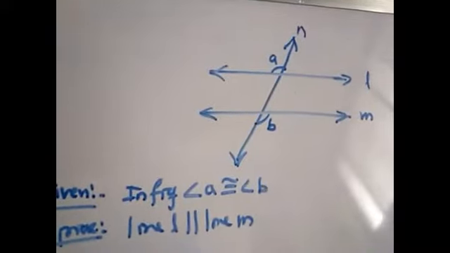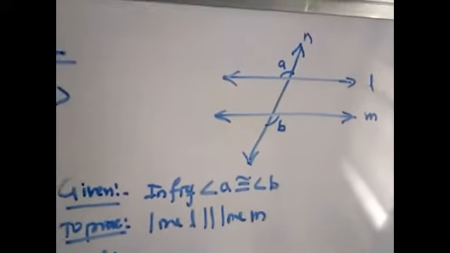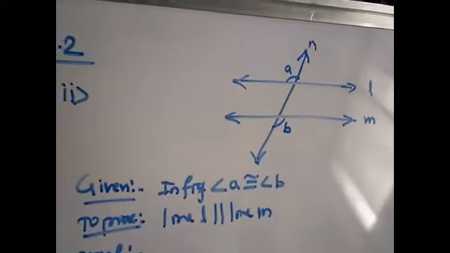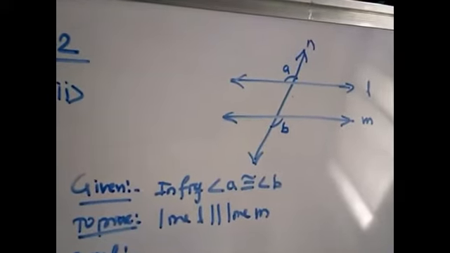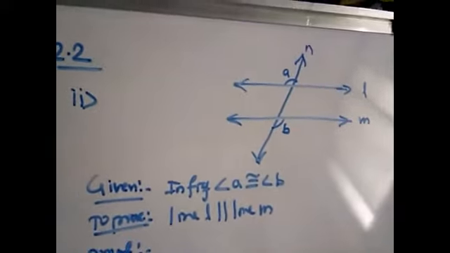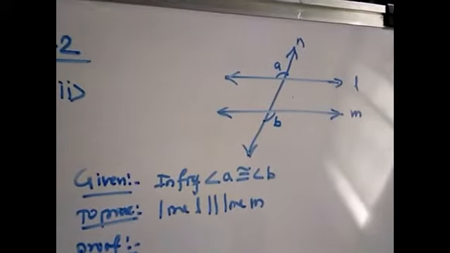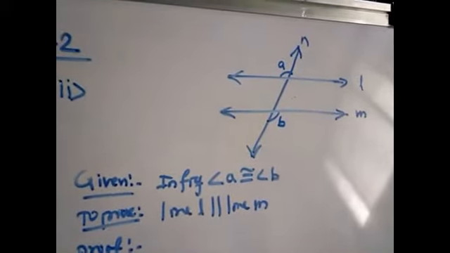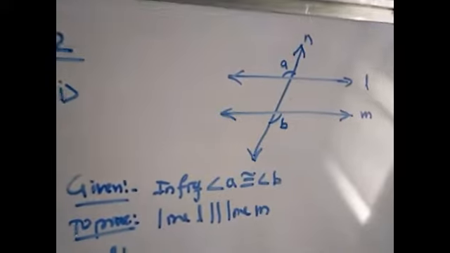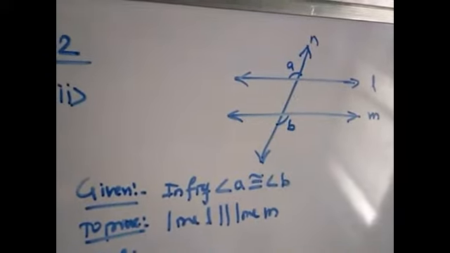Angle A and B are alternate angles or exterior alternate angles. So they will be asked that if A is congruent to B, then prove that line L is parallel to M.